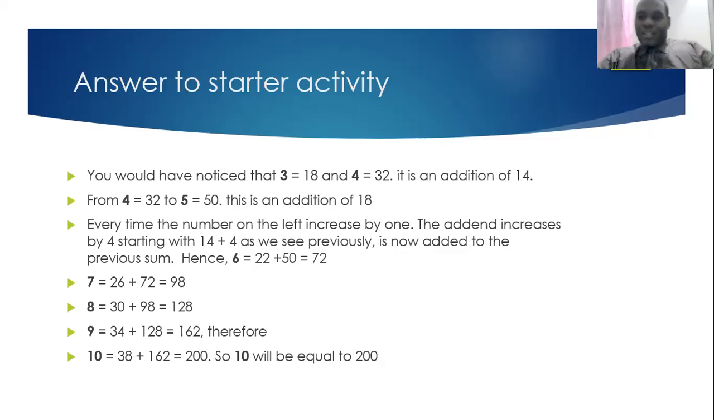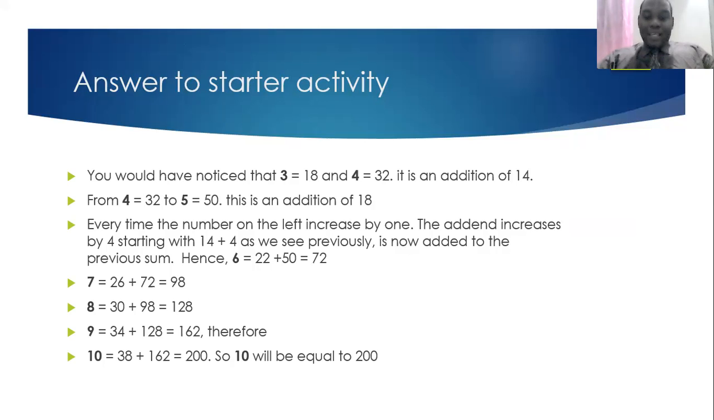Now, the answer to your starter activity. Here is a trend. You would notice that 3 equals 18, 4 equals 32, and you will notice that it's an addition of 14. From 18 to 32, it's an addition of 14. From 4 equals 32 to 5 equals 50, this is an addition of 18. I'm sure you can pick up on a bit of the sequence here.